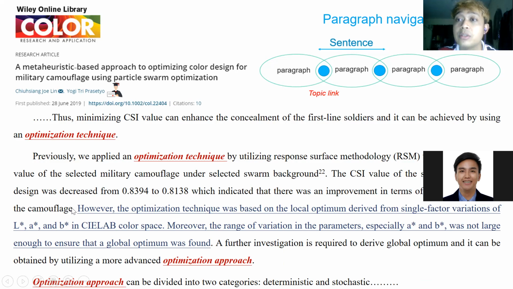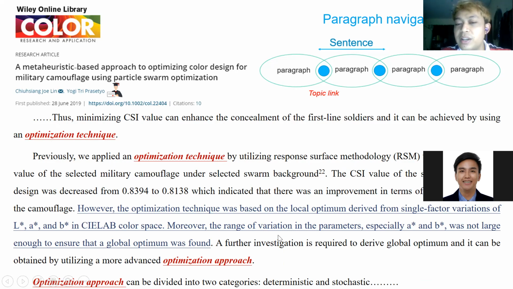But what I would like to tell all of you is that you have to show the research gap. Another very important skill that I hope you will acquire too is this: the connection from one paragraph to the next is smooth. Look at this one, minimizing the CSI value, blah blah. Then an optimization technique. Previously, we applied an optimization technique by utilizing the response surface method and so on.